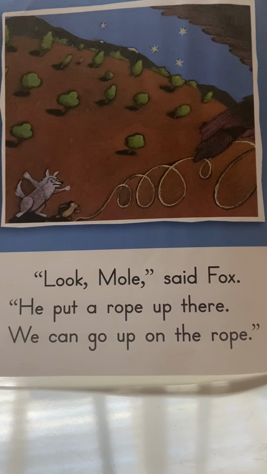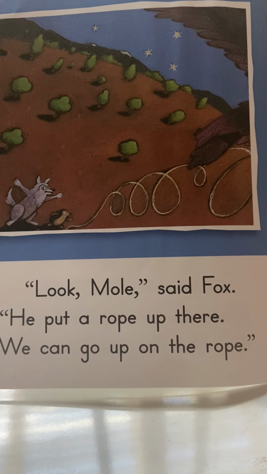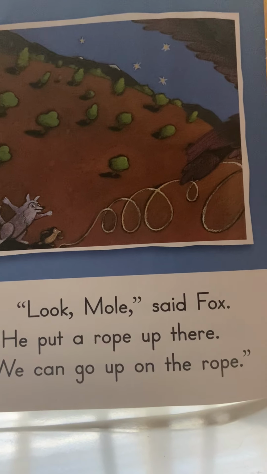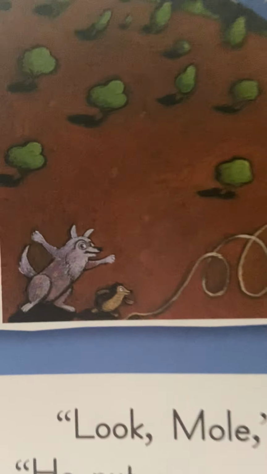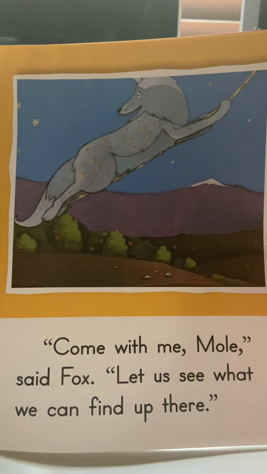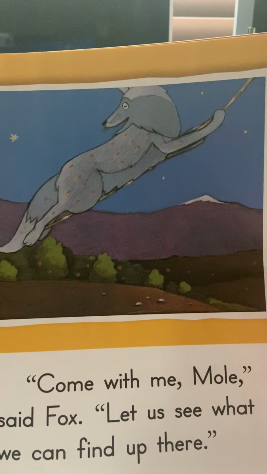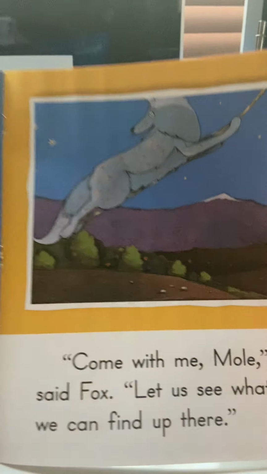Look, Mole, said Fox. He put a rope up there. We can go up on the rope. Okay, he's throwing this rope. There they are. He's throwing the rope up into the sky. Come with me, Mole, said Fox. Let us see what we can find up there. So he threw the rope up into the sky. Now he's climbing up the rope.